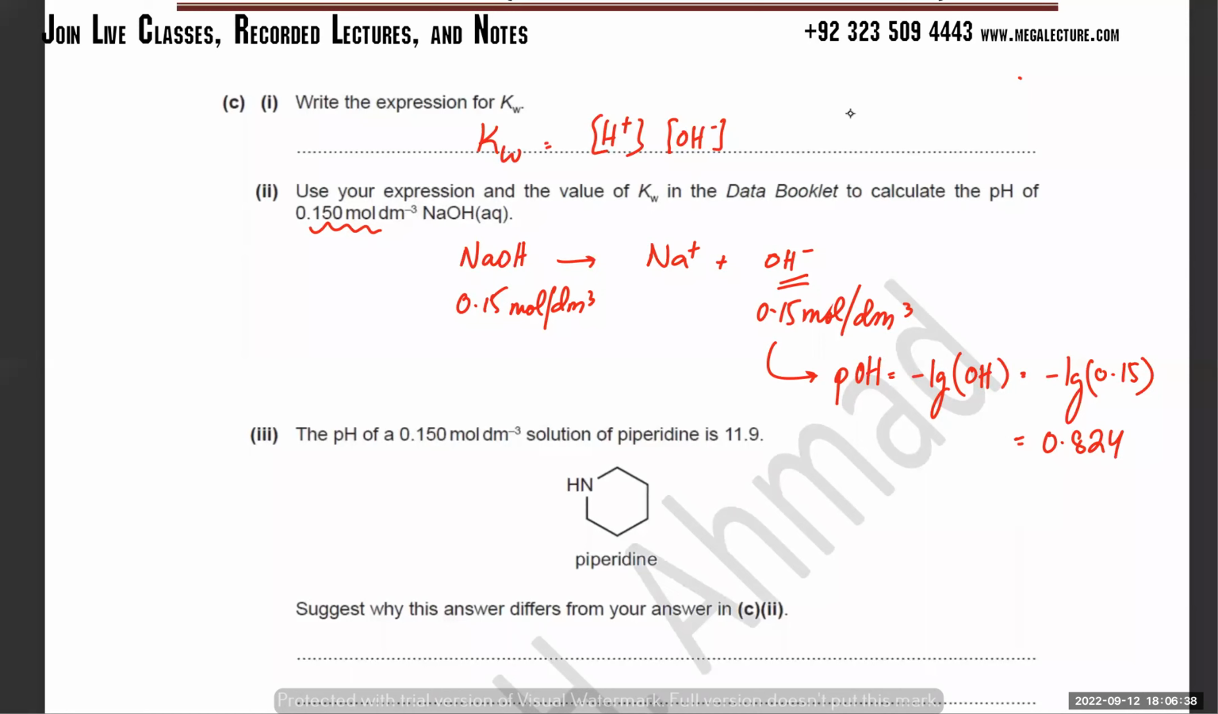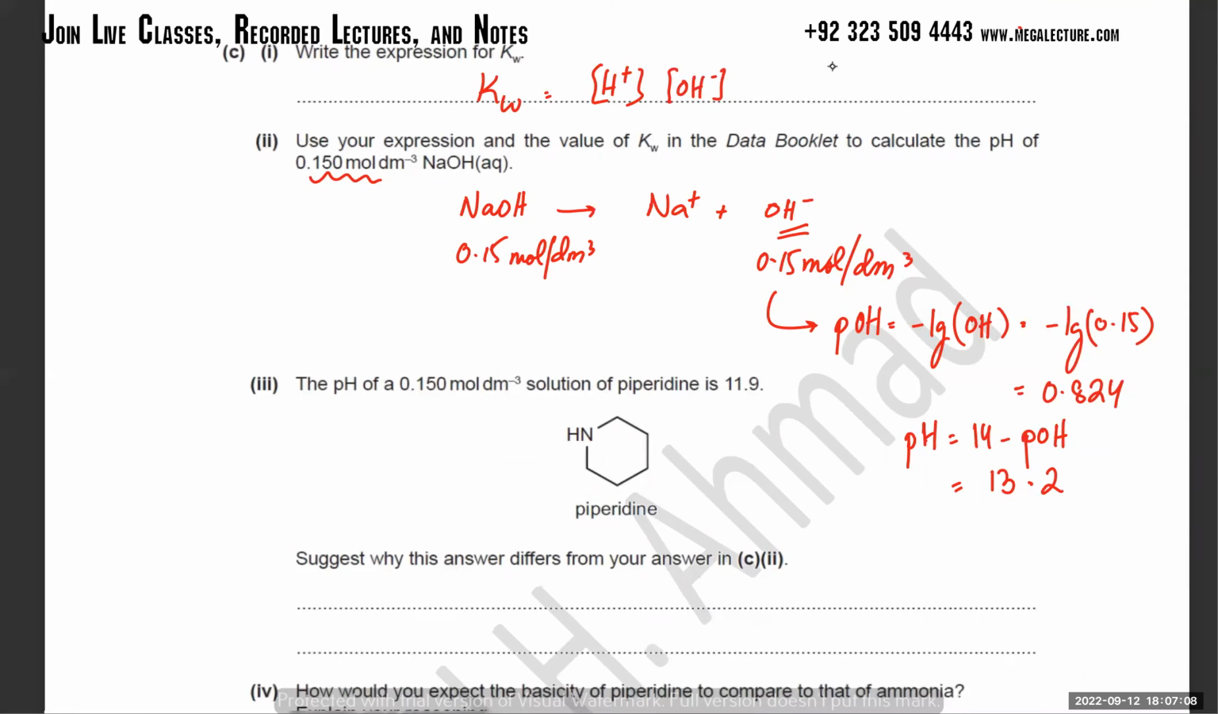And since this is 0.824, pH would be 14 minus pOH. Okay, pH plus pOH is equal to 14. So that's going to be 14 minus 0.824, which gives me 13.16, or we can say 13.2 because everything is rounded to 3 significant figures. That's the pH. Is this clear?